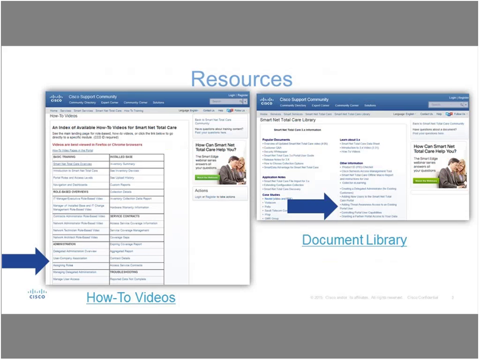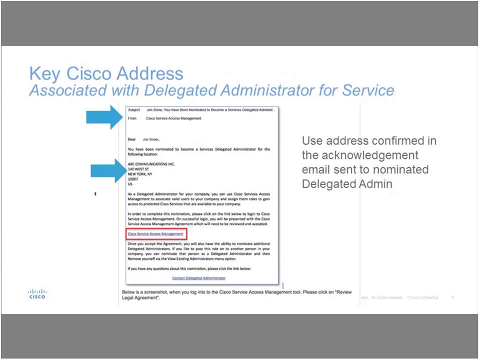So when you look at these resources for the how-to videos, and this is a live link that you will have in the presentation when you receive it, we have a number of videos that walk you through how do I become a GA, how do I assign my users, etc. We also have documents available in the document library that will walk you through. In fact, we're going to walk through one of those really quickly, but I wanted to give you a larger view of the notice that comes when somebody is identified as your delegated admin, and again, this important address here. That is a key address: if you're having difficulty uploading data into SNTC, check and see if you're using this address.